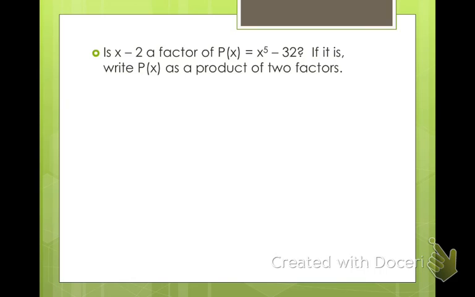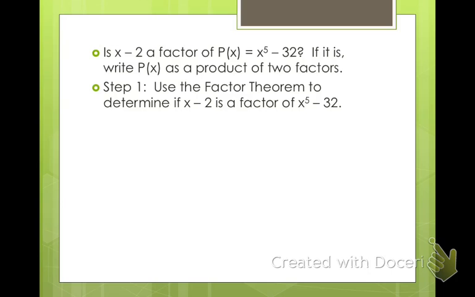Alright, here's another one. Decide if it's a factor. So we use the factor theorem to determine if this is a factor. So what we do is we say if it's a factor, then we're going to go ahead and say it's equal to 0. So x equals 2. So we're going to plug in 2. So 2 to the 5th minus 32. Well, 2 to the 5th is 32, and 32 minus 32 is 0. So this should be a factor.